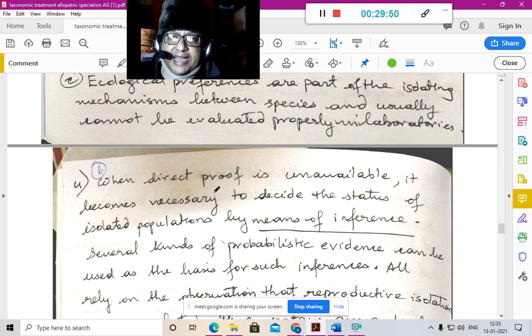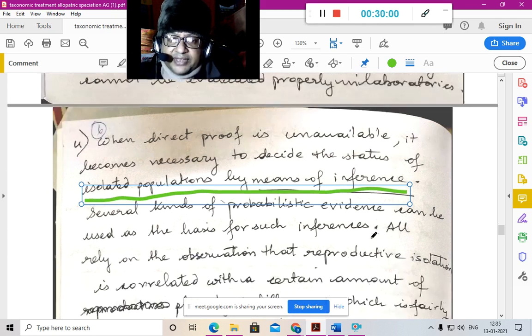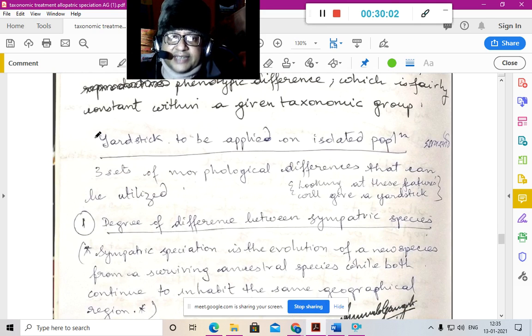When direct proof is unavailable, it becomes necessary to decide the status of an isolated population by means of inference. This is what I was saying, by means of inference. There are certain yardsticks which you have to measure. Three morphological yardsticks are taken when you have to infer indirectly whether they are the same species or not.